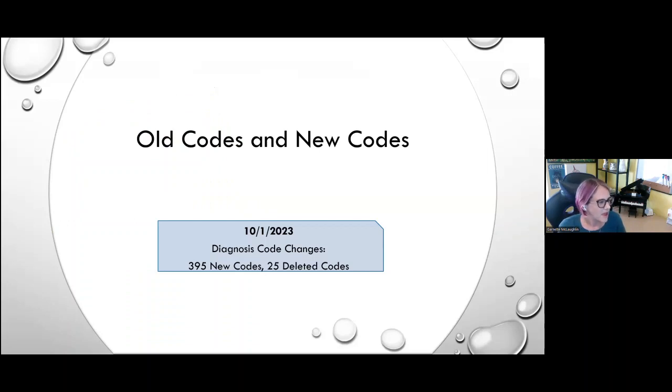Every year we have code changes that come down, and they happen on a regular schedule. For October 1st of this year, we added a total of 395 codes, which actually is not a lot in a year, and deleted 25. So across all ICD-10 diagnosis codes, that's how many changes they made this year.